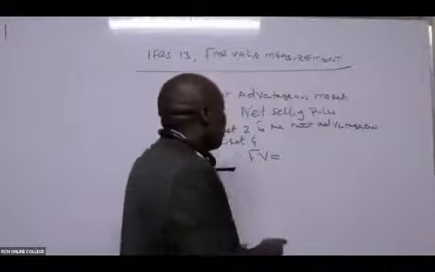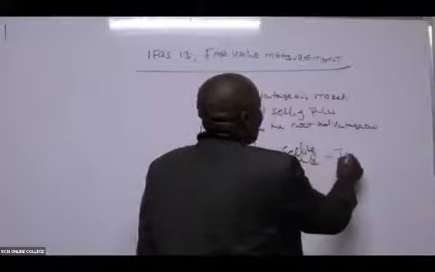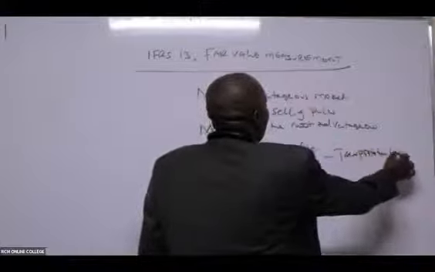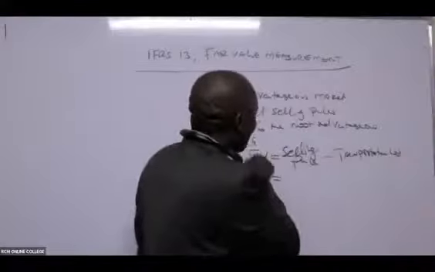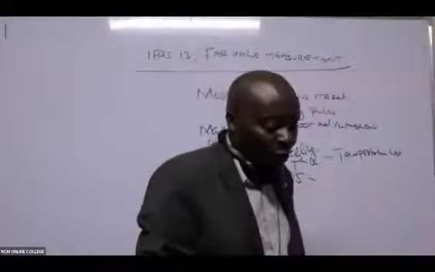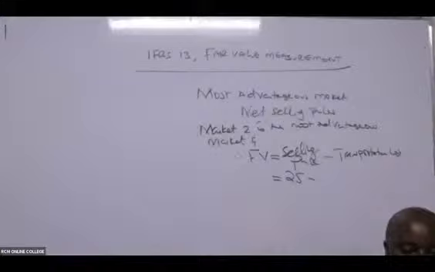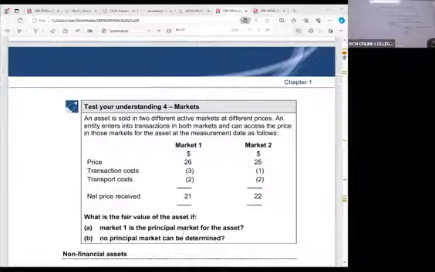To get this fair value, I will take the selling price given here and, as usual, I subtract transportation costs. Remember, we have identified market 2 as our most advantageous market. So it is 25 minus the transportation cost, which is 2. 25 minus 2 gives me 23. So the fair value there will be 23.